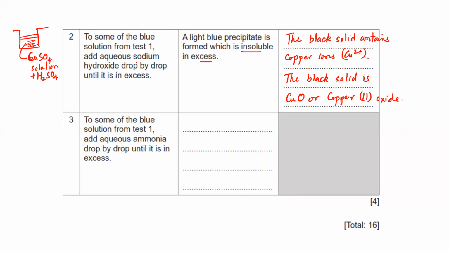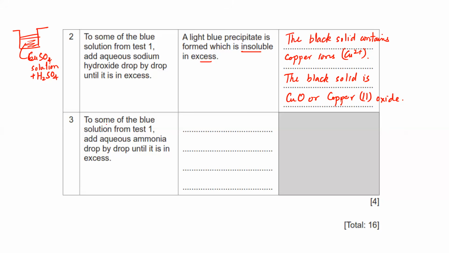When you are adding sodium hydroxide, it will be reacting with H2SO4. It is basically the acid plus base reaction, forming sodium sulfate and water. And what we'll see is that the blue precipitate is insoluble in sodium hydroxide. It will not dissolve, it will settle down. Even when we have excess sodium hydroxide, it will not dissolve. So that basically confirms that we have Cu2+ ions in the solution.